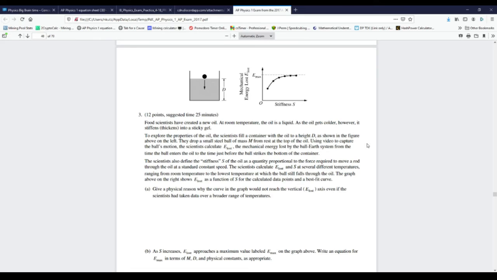Bro, I completely forgot about the rod. What's the rod doing there? Stiffness is defined as a quantity proportional to the force required to move a rod through the oil at a standard constant speed. Alright, plot the data as a function of stiffness for the calculated data points. Give a physical reason why the curve in the graph would not reach the vertical E-lost axis. Wait, what was the E-lost graph?